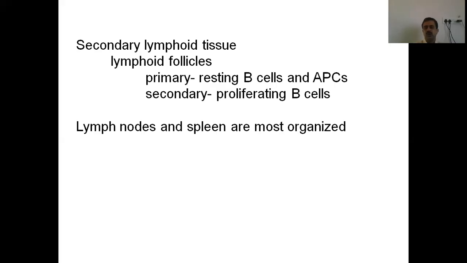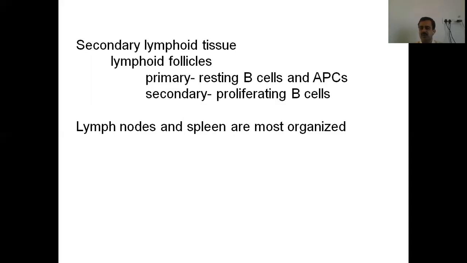Now, the secondary lymphoid tissues, the lymphoid follicles: basically, what are these lymphoid follicles helpful for? Primarily, they are helpful for resting B cells and APCs, that is, antigen presenting cells. And secondly, for proliferation of B cells. Now, what are resting B cells? Inside our blood, there are a number of cells, and certain cells get activated only when there is an antigen inside the human body. So these are called resting B cells.